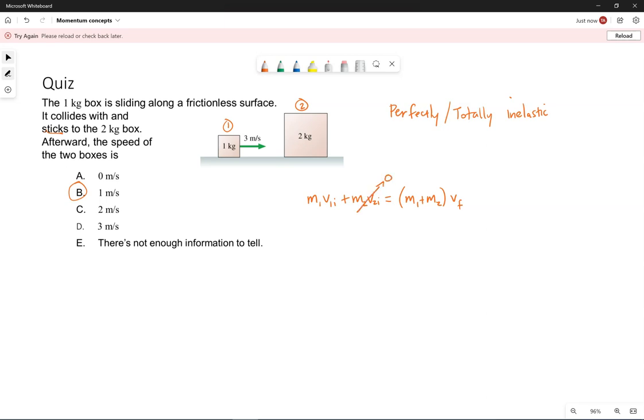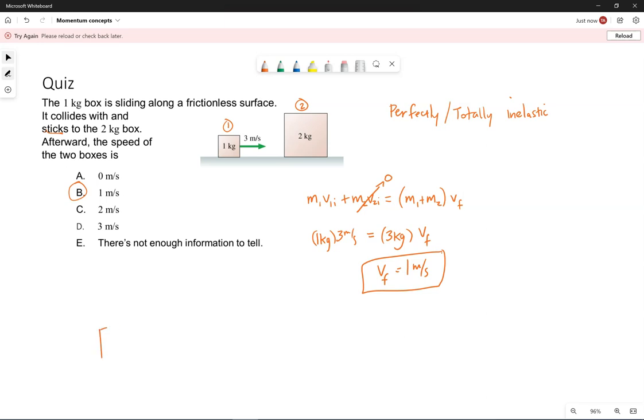We know that box 2 is not moving initially, so we have the 1 kilogram times the 3 meters per second. This system has 3 kilogram meters per second of momentum, and it still has to have 3 at the end. So the two masses together are 3 kilograms, which leaves us with a final velocity of 1 meter per second. So picking up more mass, the system will move slower. So our system here, I didn't define that explicitly, was box 1 and box 2.